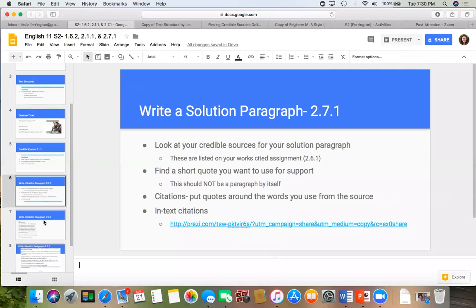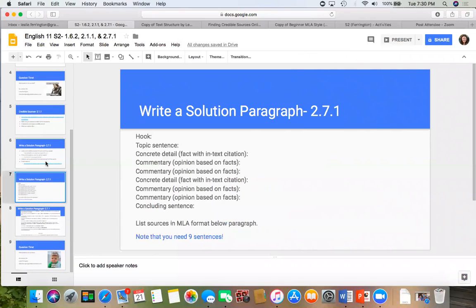Clicking back over here. This is what the template for 271 looks like. It has 9 sentences included. I want to make sure that everybody is aware of that. The 2 biggest issues I see when people turn this assignment in, that they get points knocked off for, is that either A, they forgot to use in-text citations, or B, they didn't write all 9 sentences.